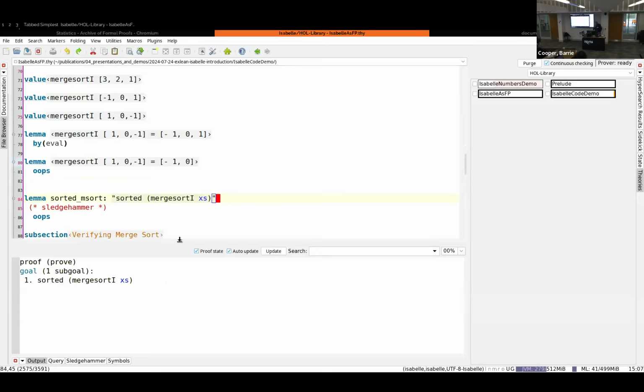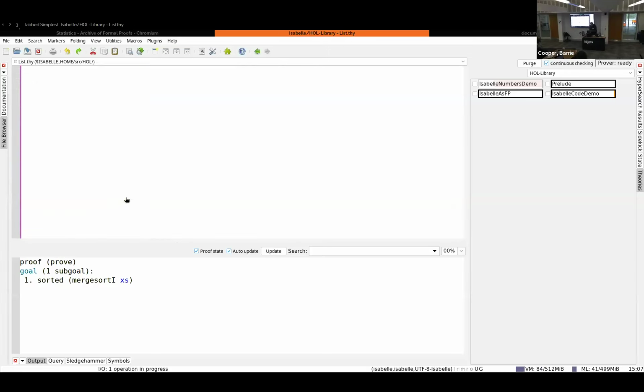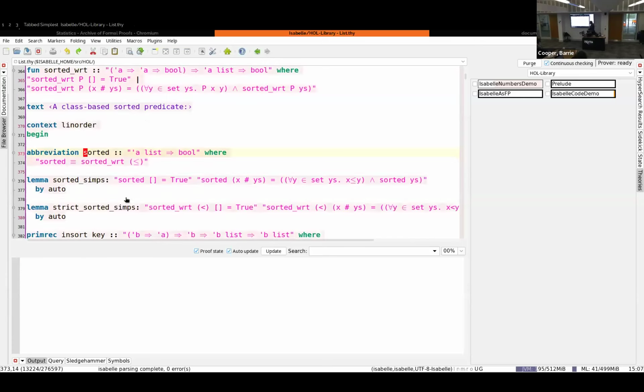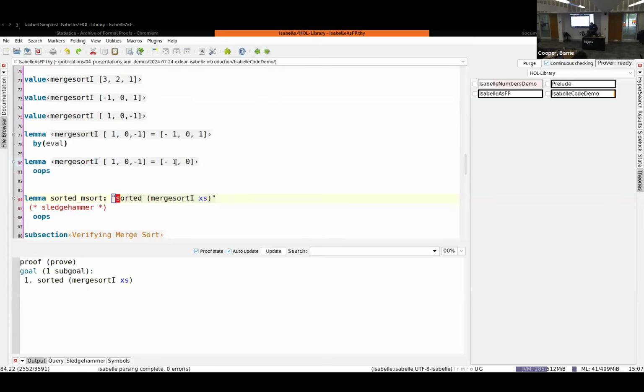And for example, this would be a lemma stating, hey, our merge sort over integers that we defined actually returns a sorted list, and we are using a predefined predicate sorted that has been defined already in the Isabelle libraries. So that's a property or a constant defined as part of the linorder class. And Isabelle also supports things like hovering over definitions. So if I click on that, it jumps directly to the theory where this is being defined, and I can explore that in more detail.